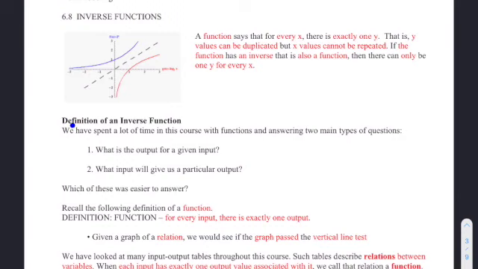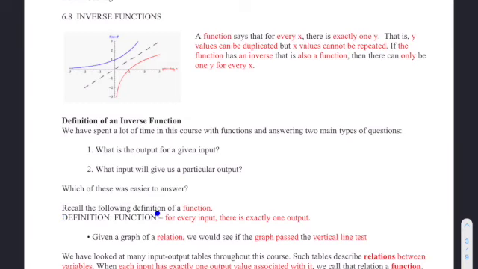So here's the definition of an inverse function. We have spent a lot of time in this course with functions and answering two main types of questions. 1. What is the output for the given input? 2. What input will give us a particular output? Which of these was easier to answer?